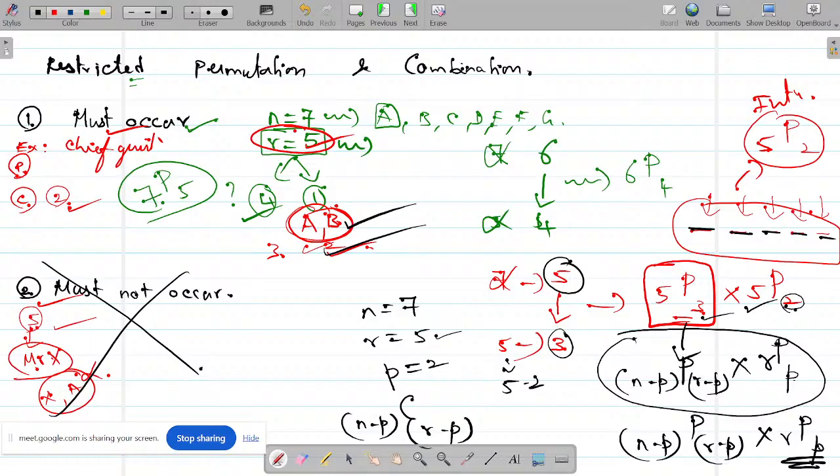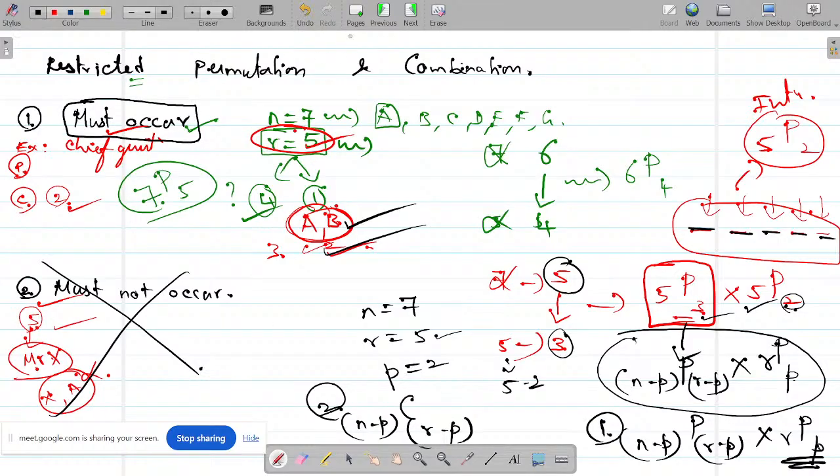I have 5 chairs, and I have to make A and B sit in these 2 chairs. Here I'm not going to talk about chairs and arrangement. I'm talking only about picking the persons. So this is 5C, 5 minus P. Sorry, N minus P, C, R minus P. So we have to make a note of two formulas. This is for permutation and this is for combination. So this is for the first case. What's the first case? The mandatory, must occur case.